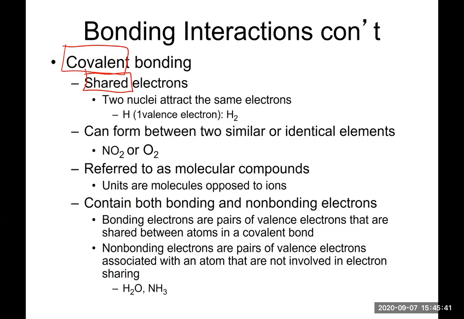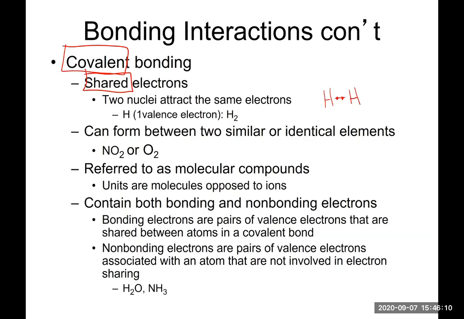So if we had H2, for example, these 2 hydrogens would be sharing these 2 electrons that each one has donated to that covalent bond. Covalent bonds can form between 2 similar or identical elements. And so O2 has 2 identical elements. NO2 has 2 different similar elements because they're both non-metals.